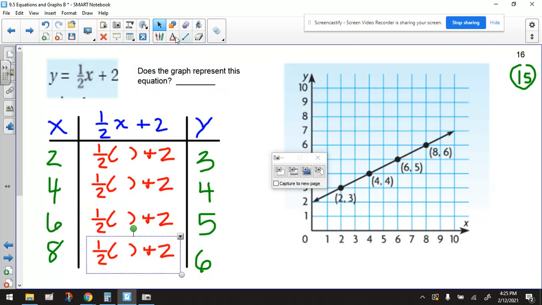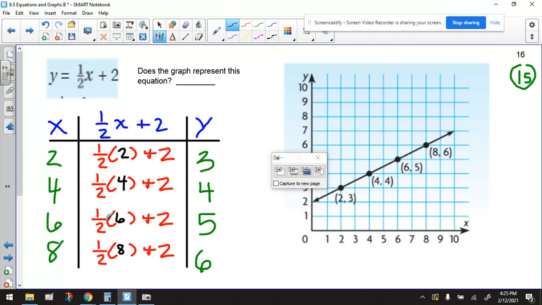All right, and what we'll do is we'll substitute in the value for x. So here we have a 2. Now if we think of what's half of 2, and if we add 2 to it, do we get 3? What's half of 4? And if we add 2 to it, do we get 4? So if we take half of 6 and add 2 to it, do we get 5? And if we take half of 8 and add 2 to it, do we get 6? So it looks like down here on the bottom, if we take half of 8, that would be 4, and 4 plus 2 would be 6.